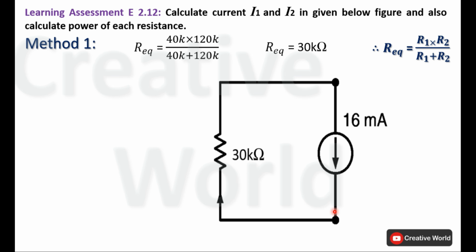And because of series connection, this current will also be flowing through this resistance in the same direction. Current through this resistance is known, value of resistance is known, so we can calculate voltage across this resistance using Ohm's law. Voltage of this resistance will be 16 milliampere current multiplied by 30 kilo ohm, the value of resistance. And the value of voltage across this resistance will be 480 volt. We have calculated voltage across this resistance.